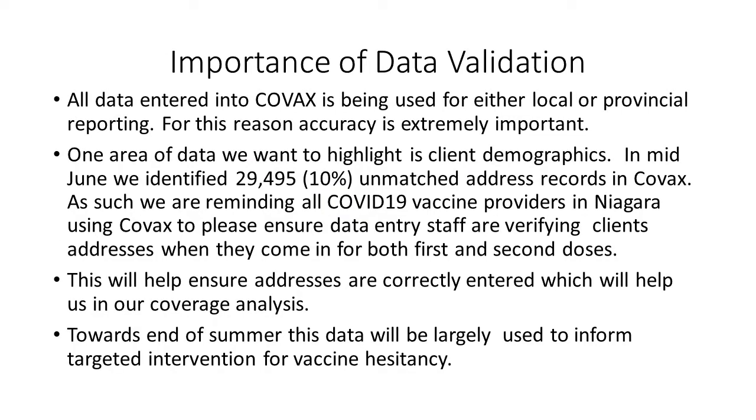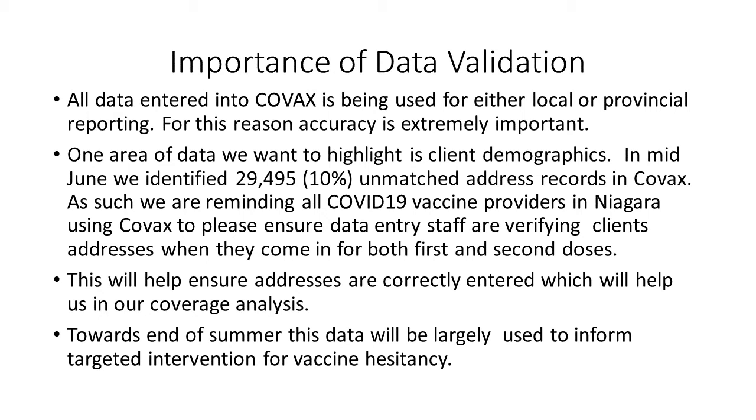I just wanted to take a moment to talk about the importance of data validation. All data entered into COVax, as I mentioned, is being used for either local or provincial reporting. For this reason, accuracy is extremely important. One area we want to highlight is client demographics. In mid-June, we identified 29,495, so approximately 10% of unmatched address records in COVax.